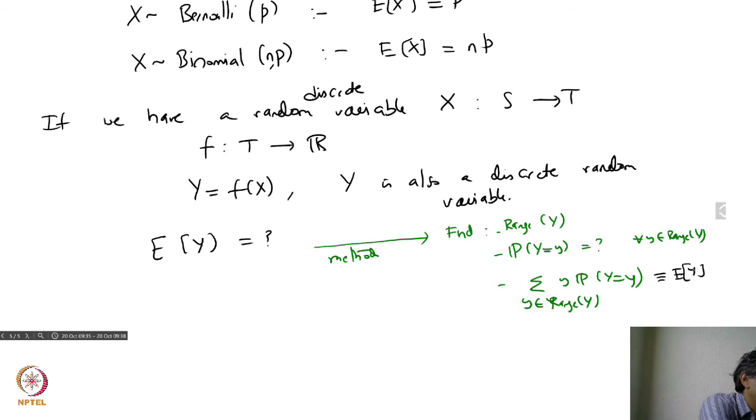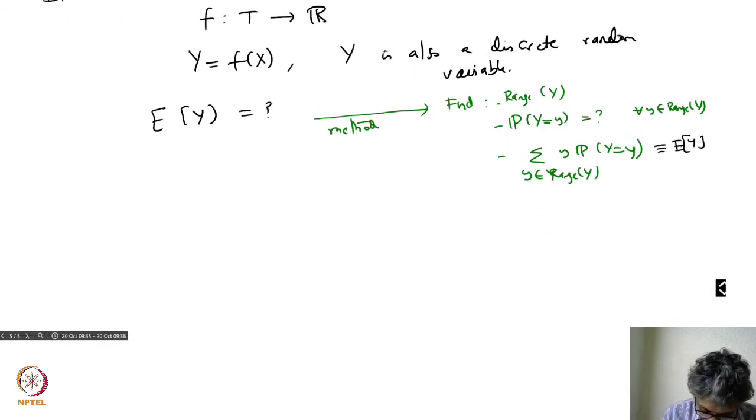But this may be cumbersome because you keep having to find the distribution of Y and then do the whole thing again. Let's see if there's an easier way to do this. Let me try to outline an idea.